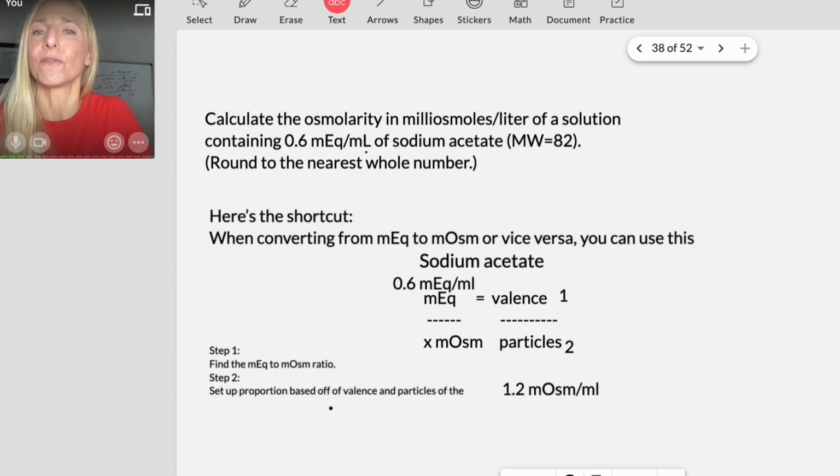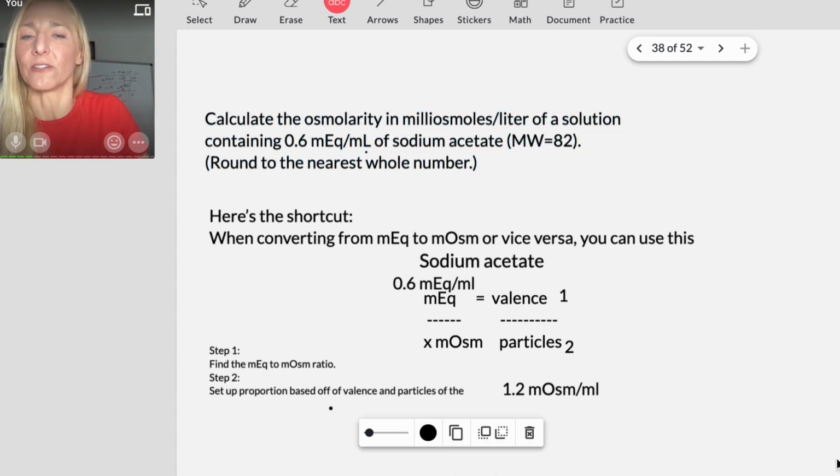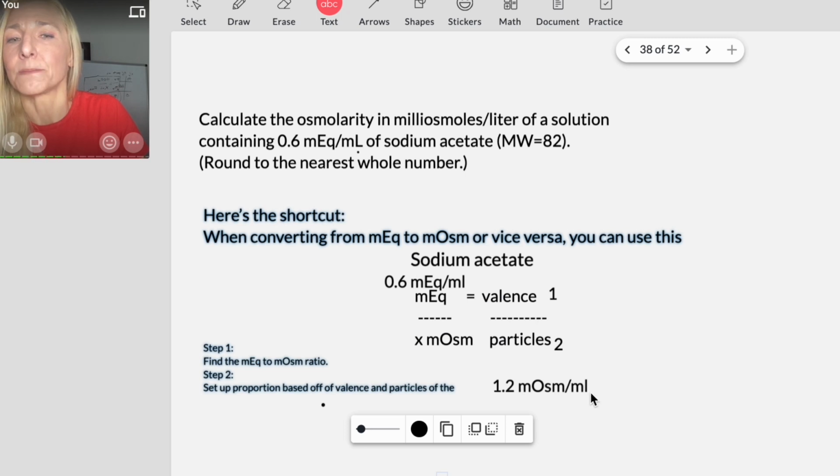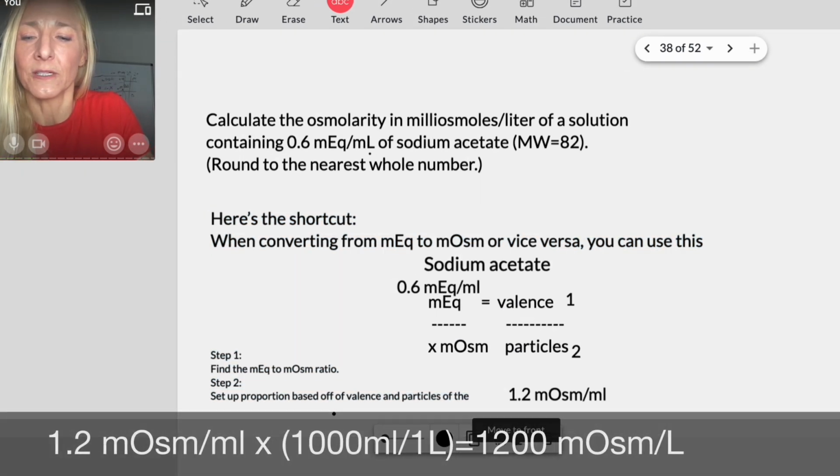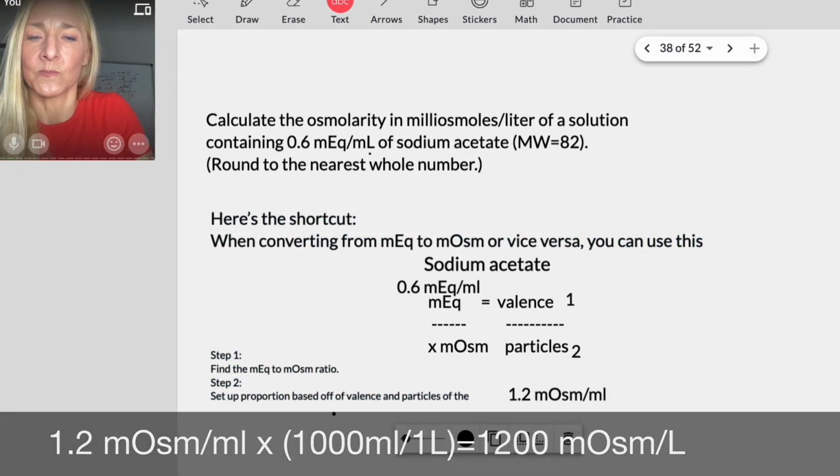Is that what they were looking for in the question? No, they were looking for milliosmoles per liter. They're looking for osmolarity, which is a concentration. How do I get there? I just multiply 1.2 times 1,000 milliliters per liter. You get 1,200 milliosmoles per liter. How simple is that?